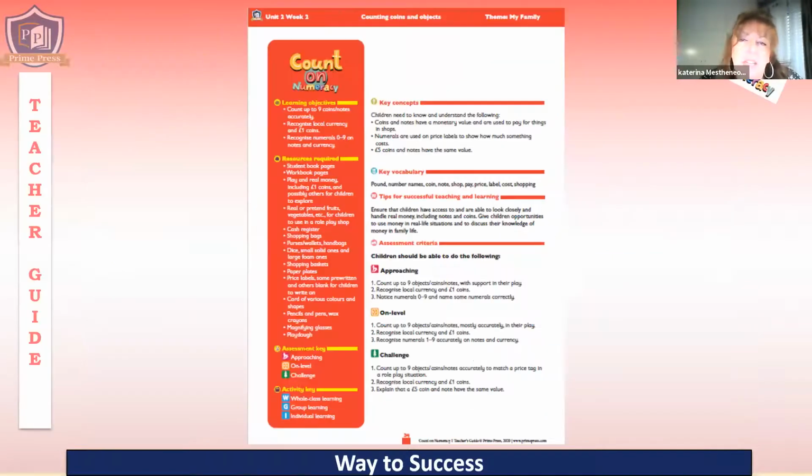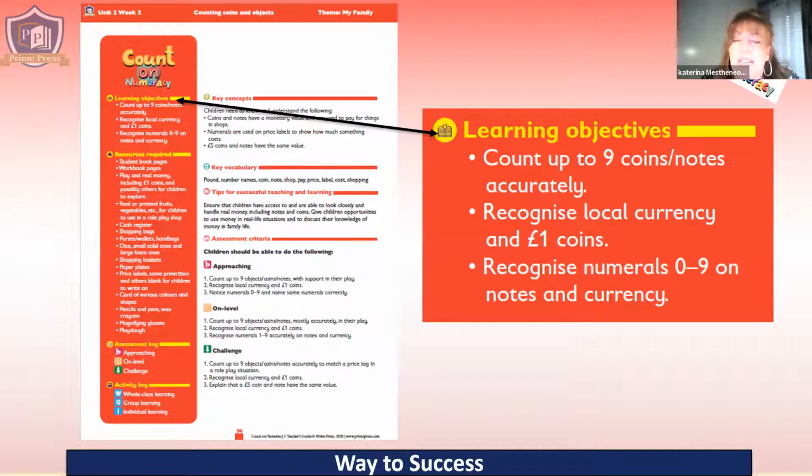We're going to have a little look through the teacher's book now. When you open the teacher's book, this is the first page that you will see. We will look at each section in detail here. The first section is the learning objectives. So this tells you exactly what the aims are. You can see here: count up to 9, coins, notes, recognize local currency, recognize numerals.